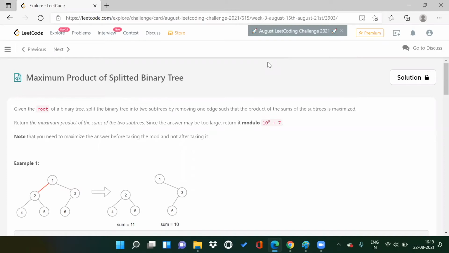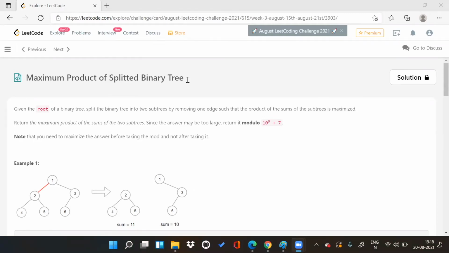So in this particular video, we would be deep diving into the problem that is known as maximum product of splitted binary tree, understand the algorithm, understand the idea behind it, and then finally understand the code structure in a very brief and concise manner.